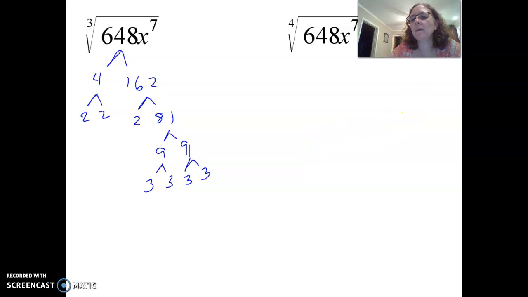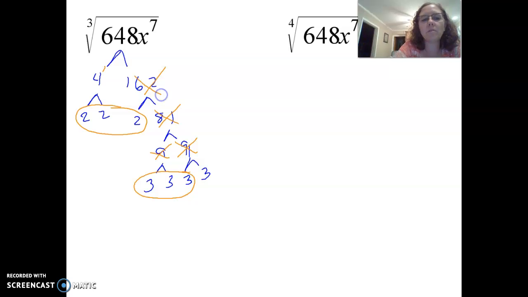Okay, so now let's go through and circle. All right, now pay attention. I've got a cube root right here. So how many numbers should go in each of my circles if I'm doing a cube root? Right, I should put 3 numbers in each of my circles. So I've got a set of 3 2's right there. I've got a set of 3 3's right there. And just like we did before, I'm going to cross out all my numbers that are not prime so I don't get mixed up. So I can see I've got these 3 2's, I've got these 3 3's, and then I've got that one extra one right there.